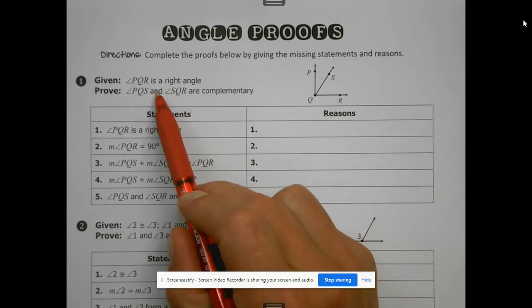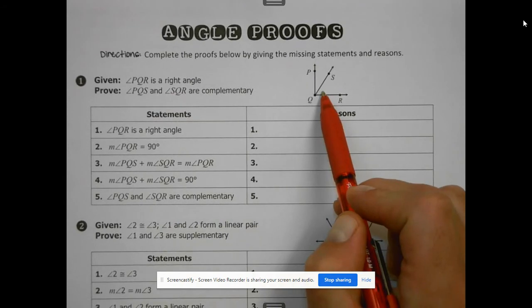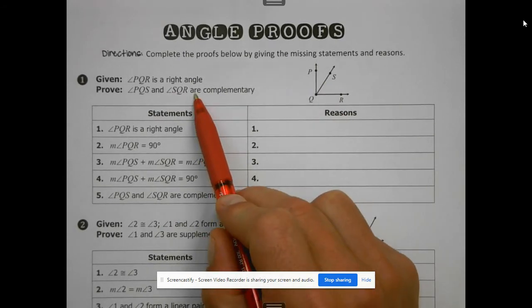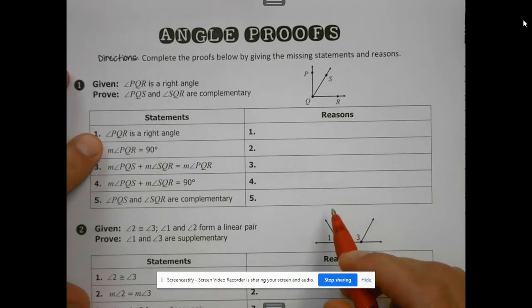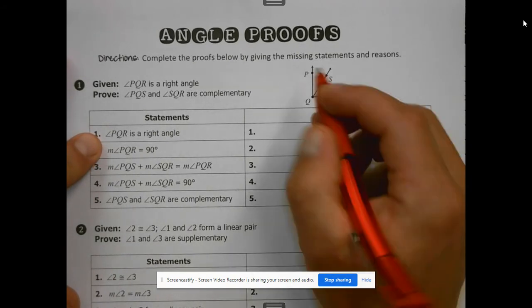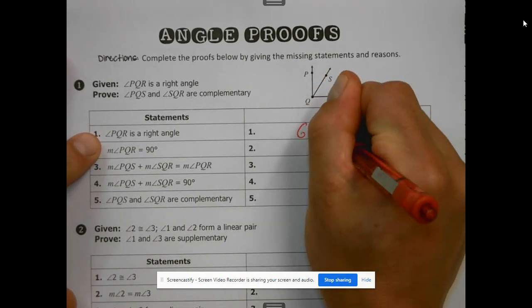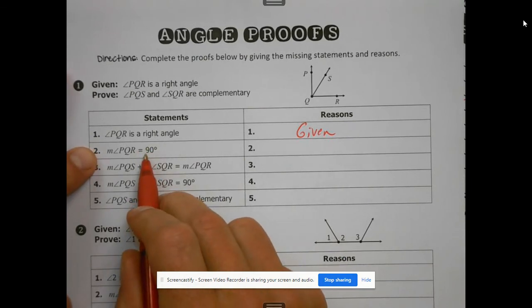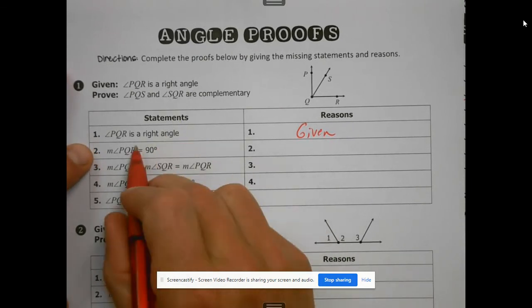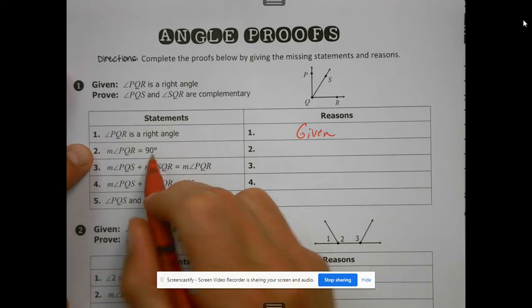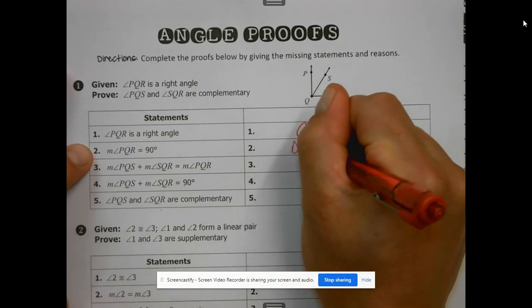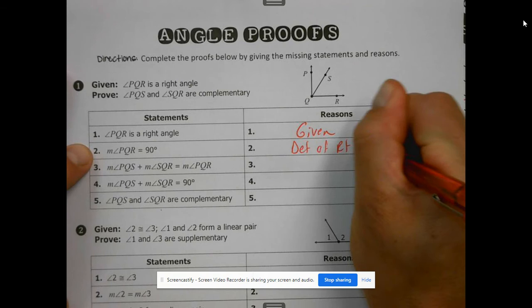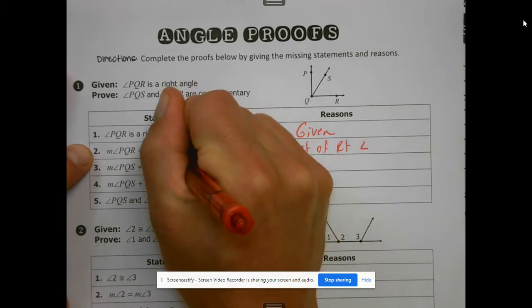All right, got one given. PQR is a right angle, and that's what I've got to prove. PQR is a right angle. That was given to us. First reason is always given. Number 2, how do we go from line 1 to 2? Well, if it's a right angle, it has to equal 90. That's your definition of right angle.